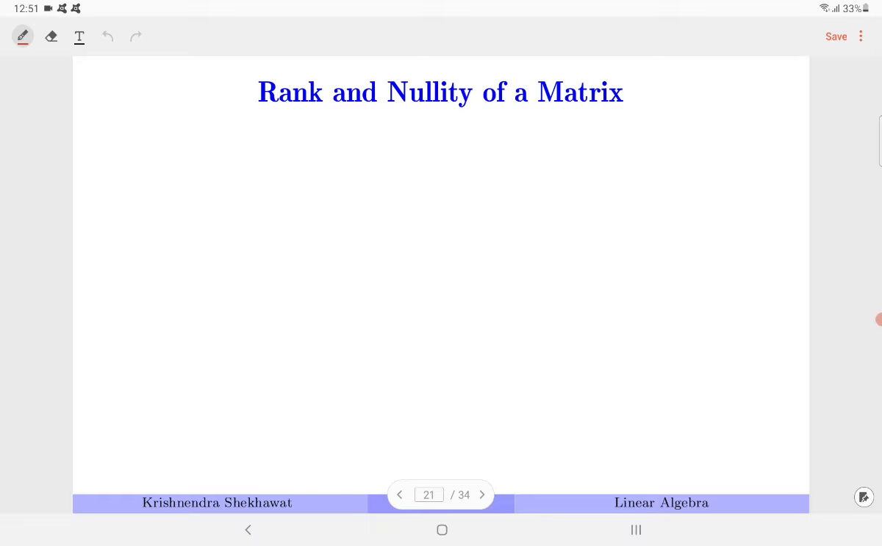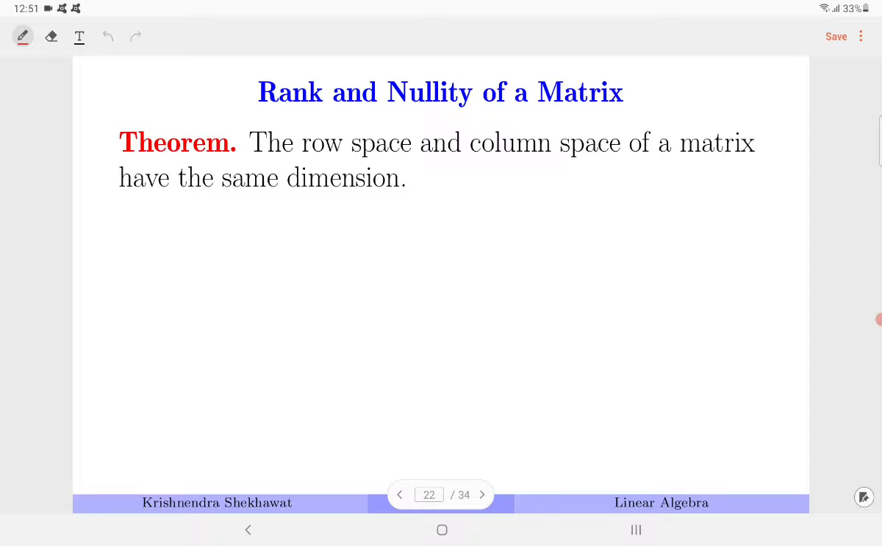Rank and nullity of a matrix. So we have introduced the concept of rank initially also. Rank represents the number of non-zero rows in REF. The same concept remains here, but this time we are going to talk in terms of row space and column space.